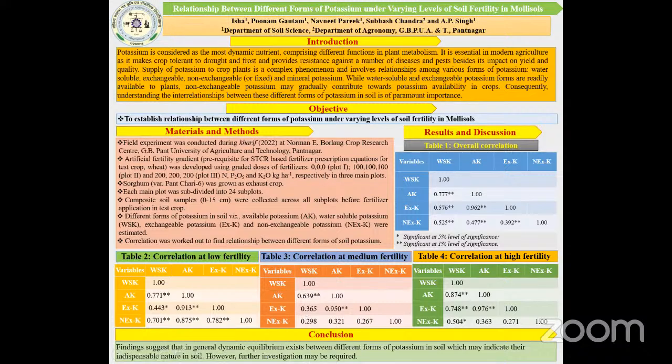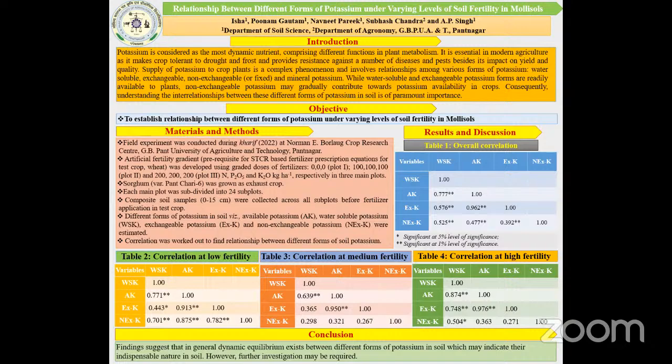Actually, this study was conducted because when in STCR we formulate a fertilizer prescription equation, we require certain basic parameters, which include the efficiency of fertilizers, organic manures, and soils. Sometimes it is observed that the contribution or efficiency of potassium while determining these basic parameters comes near 100% or beyond 100%. So there is something that is actually replenishing the solution pool.